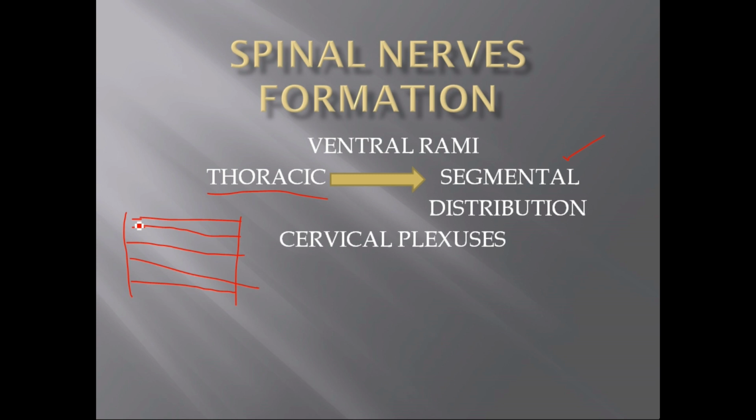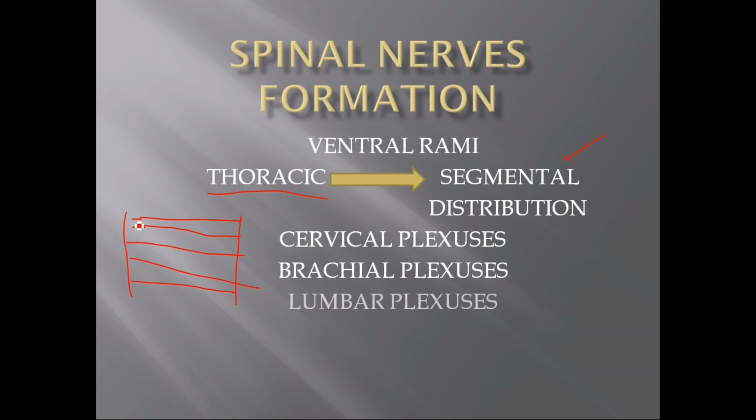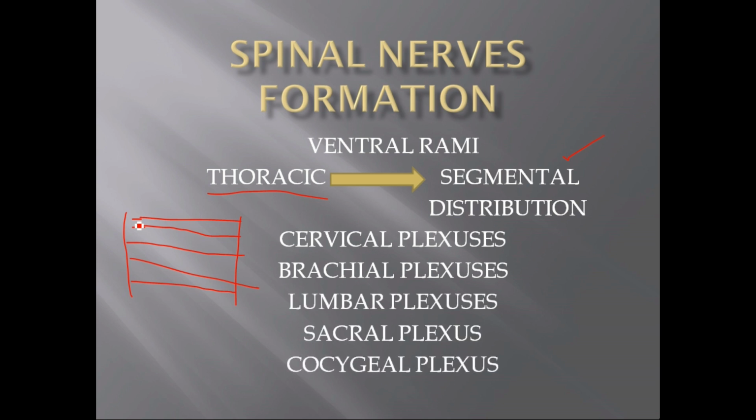However, other spinal nerves, such as the cervical, brachial, lumbar, sacral, and coccygeal spinal nerves, form plexuses. So what's a plexus? A plexus is a complex network of nerves formed by interchanging and interlacing of fibers between different nerves. So the different nerves interchange their fibers to form a plexus. The cervical plexus supplies the cervical part of the body. In this way, the whole plexus is arranged, but they don't have a specific segmental distribution, and they mostly show overlapping.